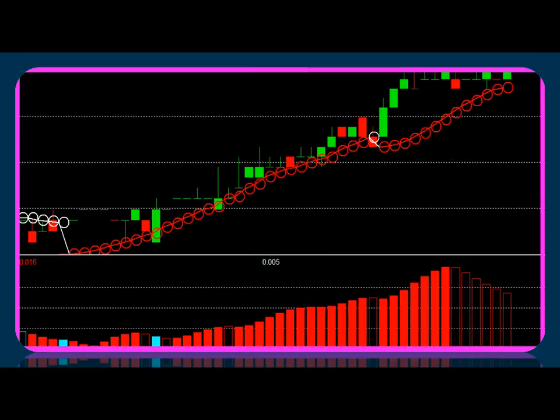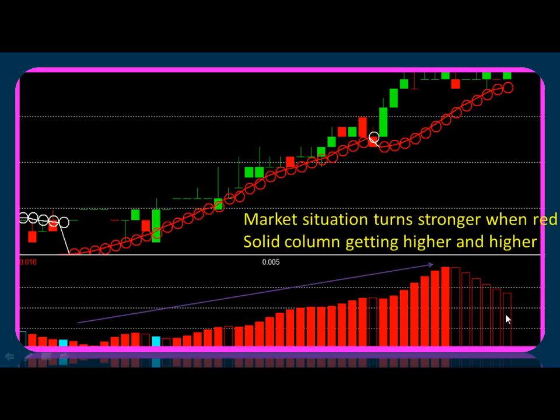Actually, if the market is quite strong, the long fund may increase one step and one step. But from here, you can see the long fund turning weak. We can see the hollow column. Market situation turning stronger, then red solid column getting here and here.